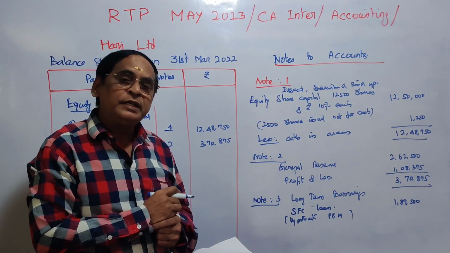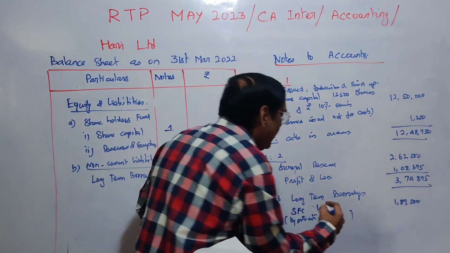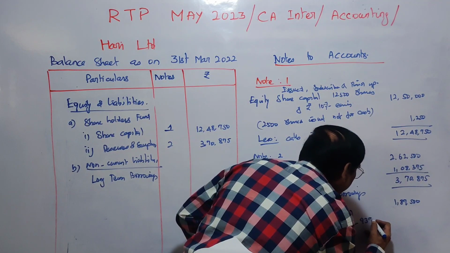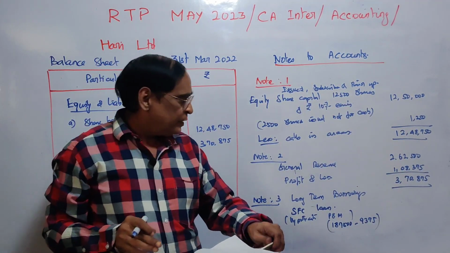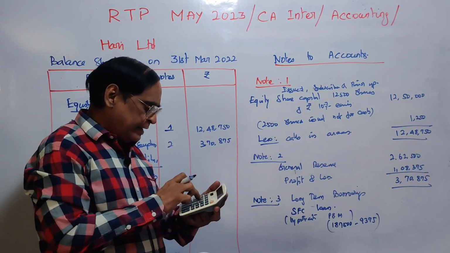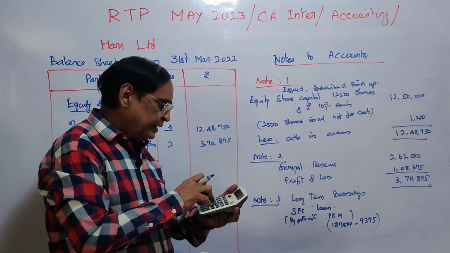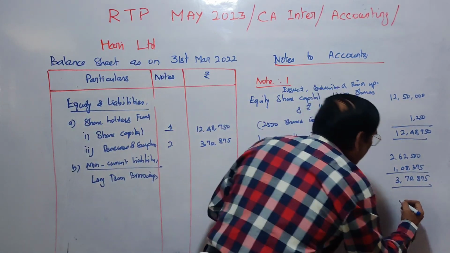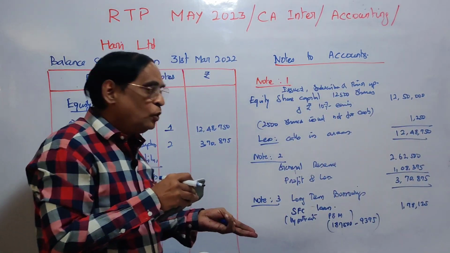Out of this, 9,375 belongs to interest accrued but not due, so it has to be deducted. 1,87,500 minus 9,375, it should be in the outer column. How much? 1,87,500 minus 9,375, so 1,78,125. Is there any other secured loan?